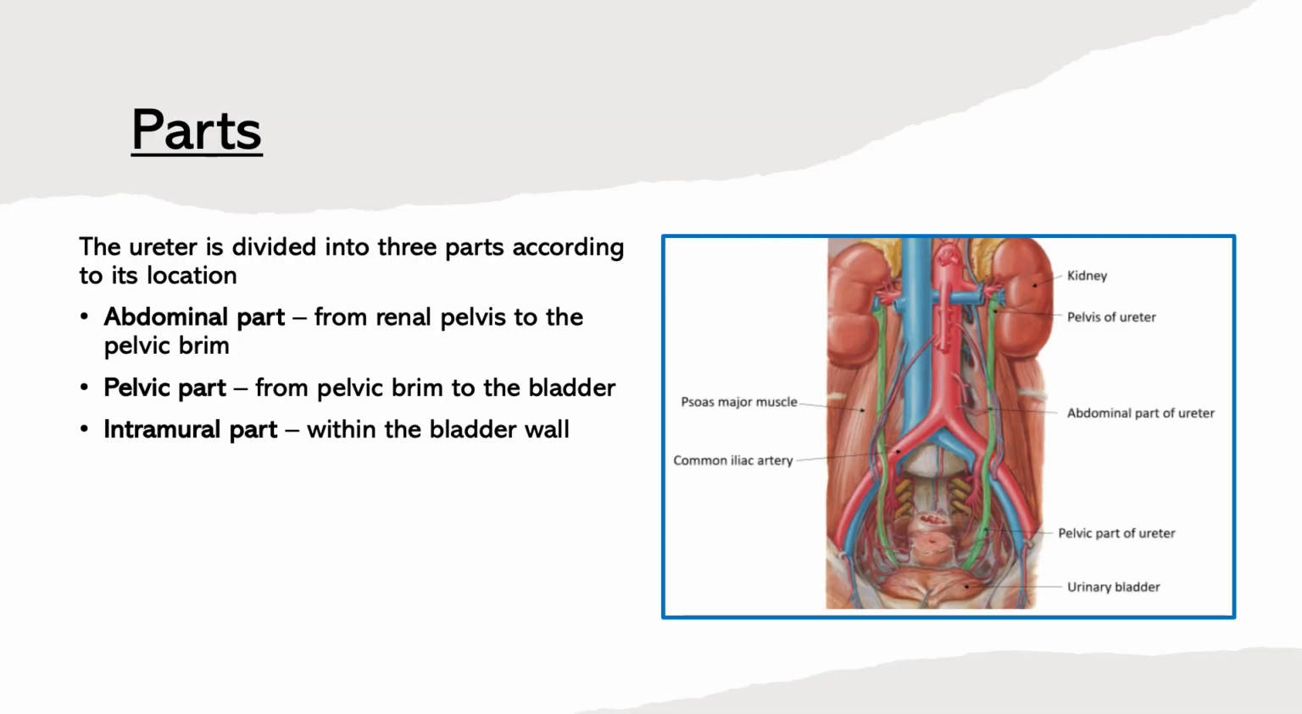The ureter is divided into 3 parts according to its location. Abdominal part, which is from renal pelvis to the pelvic brim. Pelvic part, which is from pelvic brim to the bladder. Intramural part, within the bladder wall.